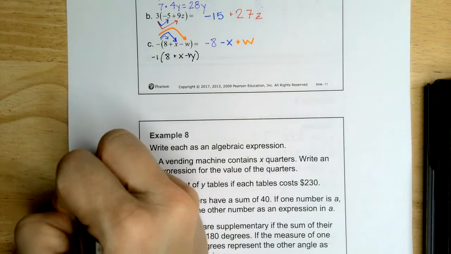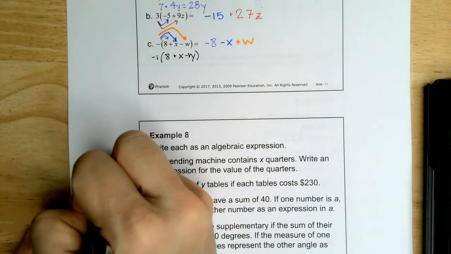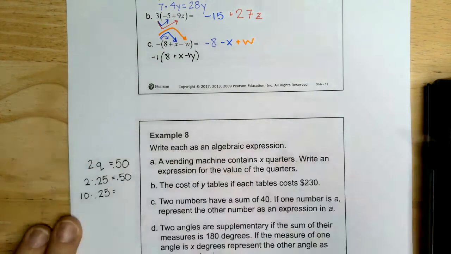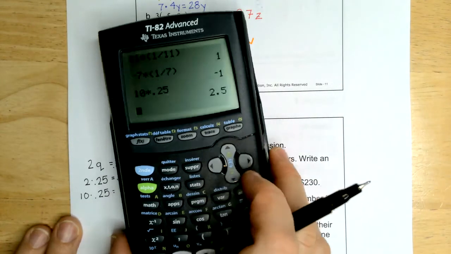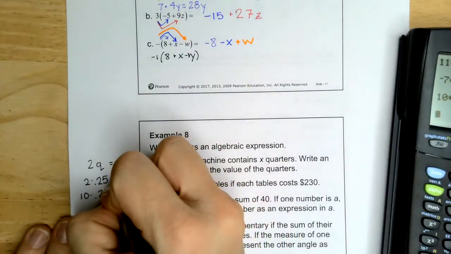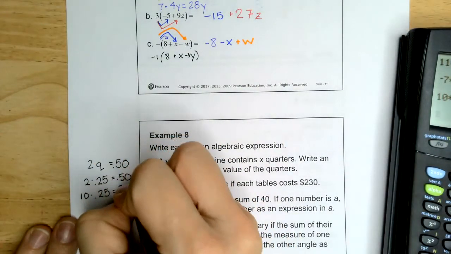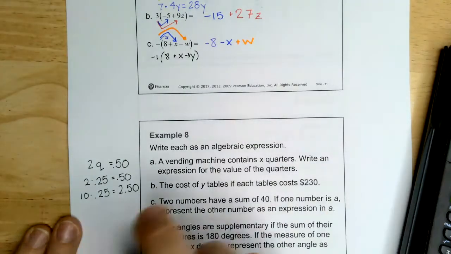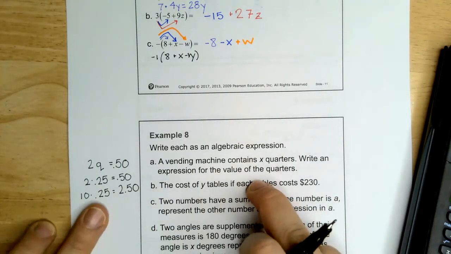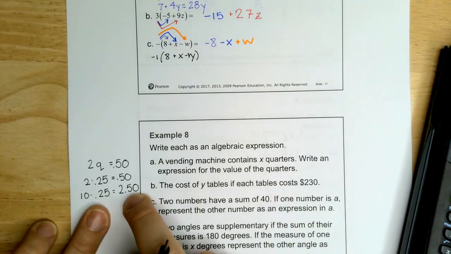What if I had 10 quarters? What would the value be? $2.50, right? I'm going to add that 0 because we're talking about money, and it wouldn't change the value of the decimal, right? So 10 quarters in the machine would give me $2.50.